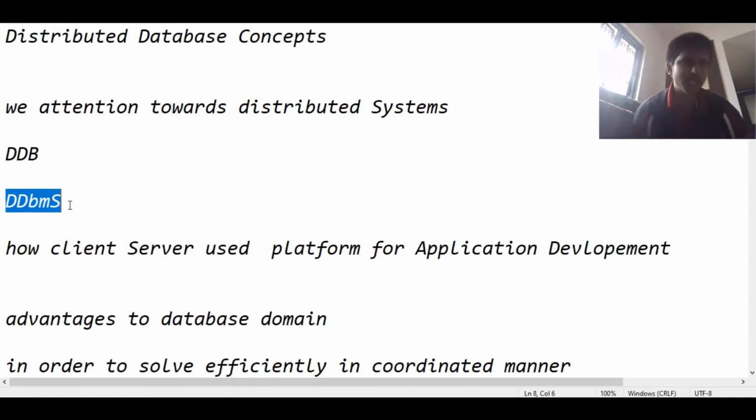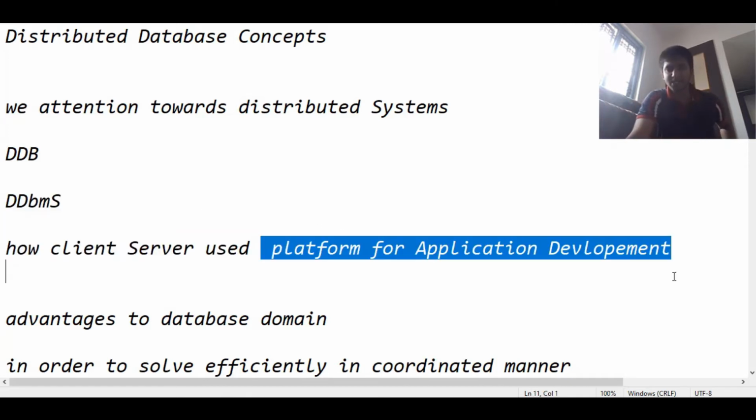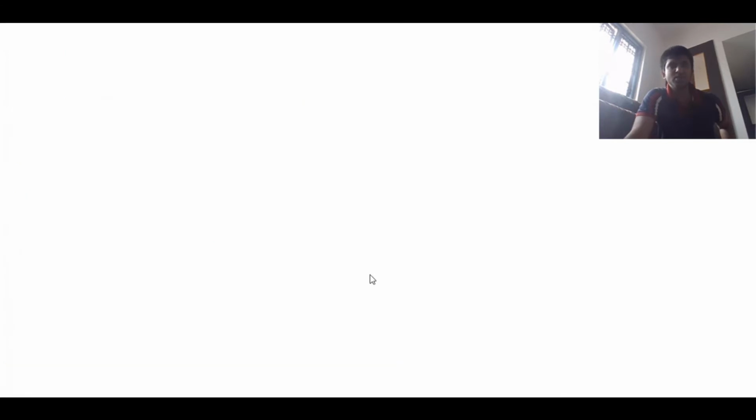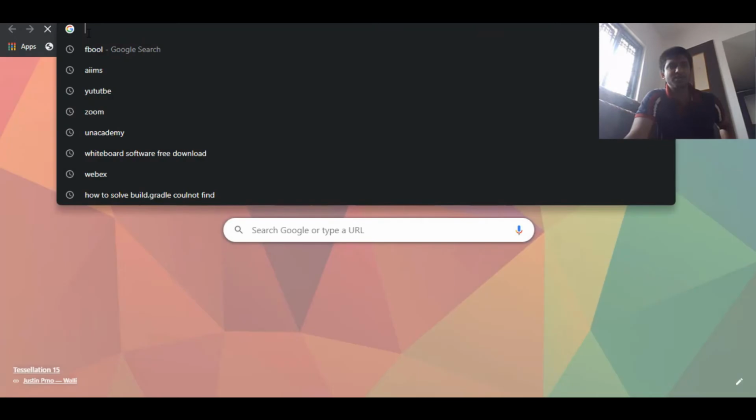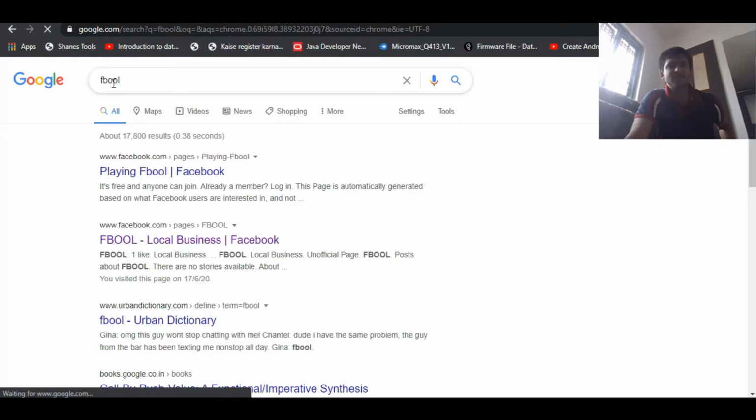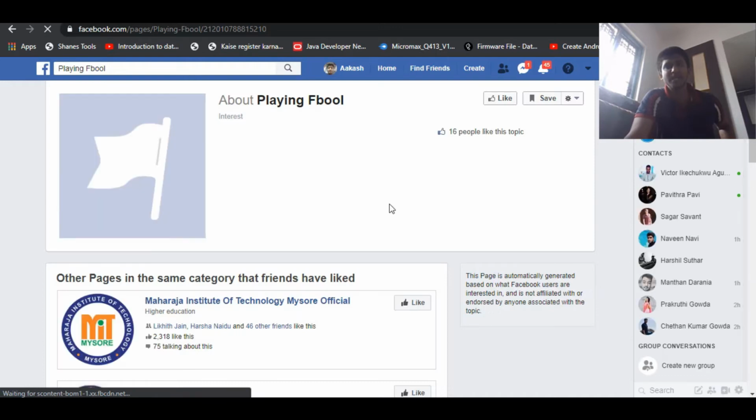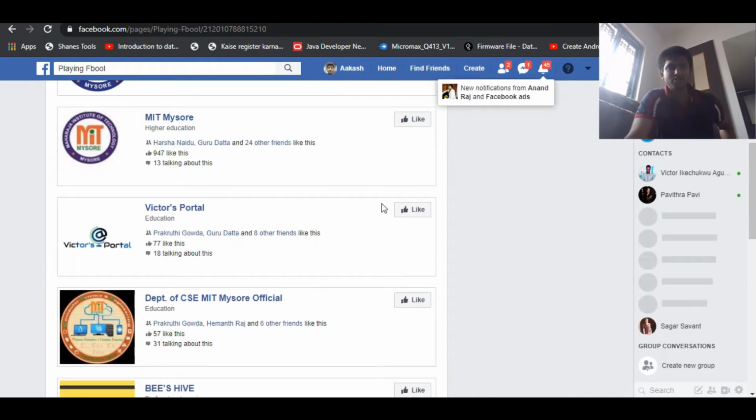We will be understanding how this database management system and the client-server model are used as a platform for application development. So, the client-server architecture. I will show you a clear picture of that. Whenever I make a request like this, it goes to the server, and the server gives you the details.